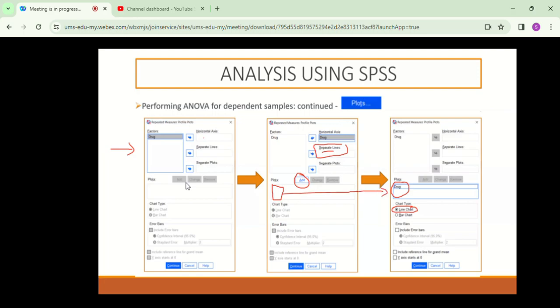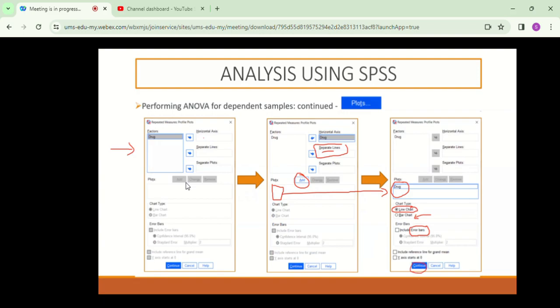This is the difference. Automatically this chart type will activate. The line chart is the default setting for the chart type. If you choose bar chart, then you can have an additional feature, which is error bars. This time I just choose line chart. You can try yourself later to use bar chart for the plots. And then after that, I click continue.